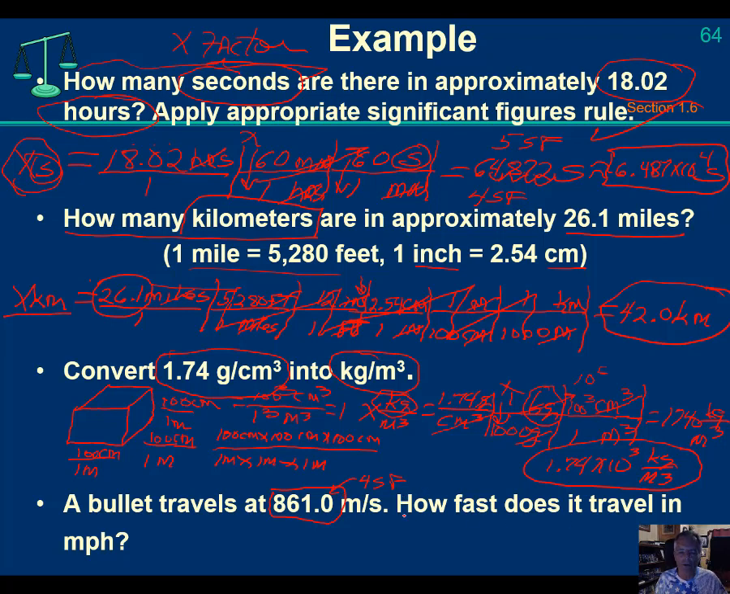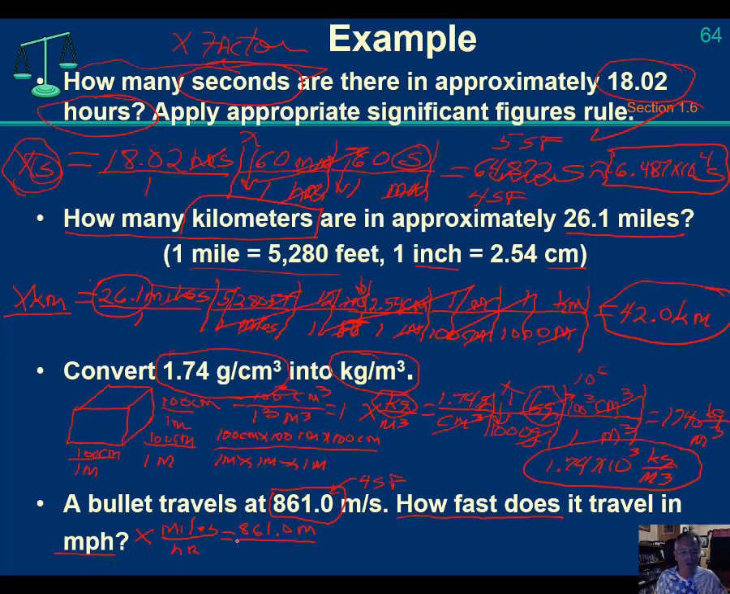And we want to go, here's the how fast does it travel in miles per hour. So that is our X factor, miles per hour. So we're going to do this. It's a derived unit. This is going to be X miles. And in the denominator, we've got hours. And then we have our equal sign. And we go to 861.0 meters. And don't use a slash in this, as it's indicated here.